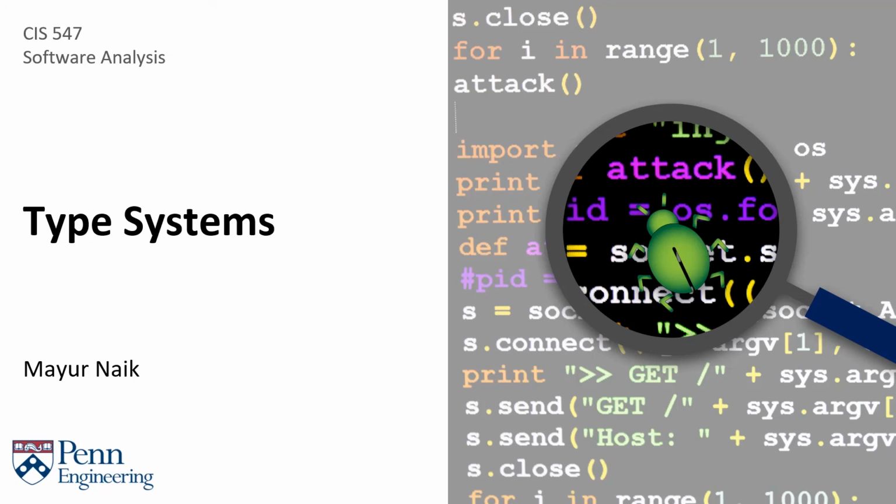This module introduces a popular kind of static analysis called type systems. Type systems are often specified as part of the programming language and built into compilers or interpreters for the language. The main purpose of a type system is to reduce the possibility of bugs by checking for logic errors.